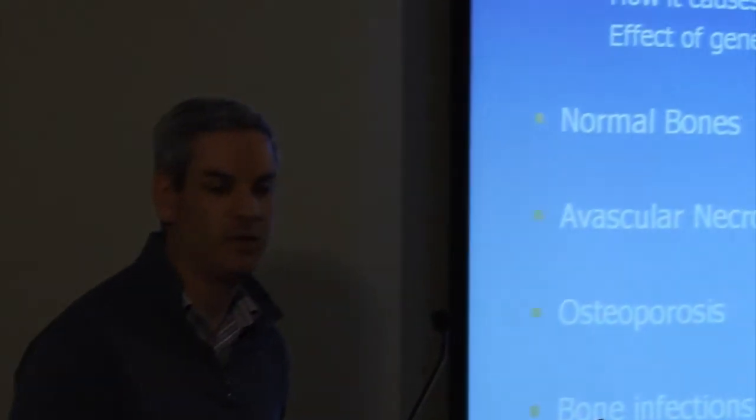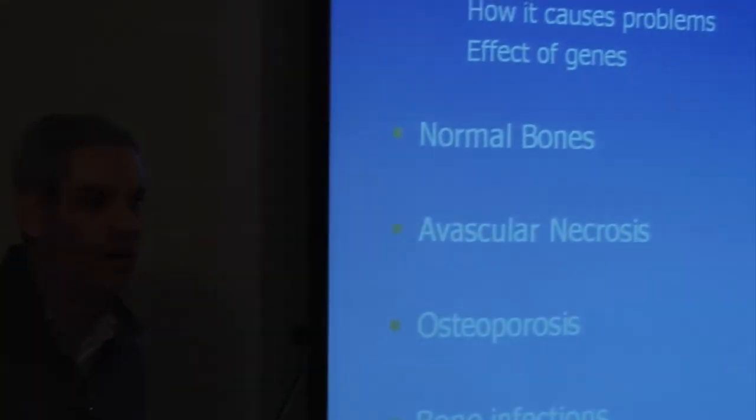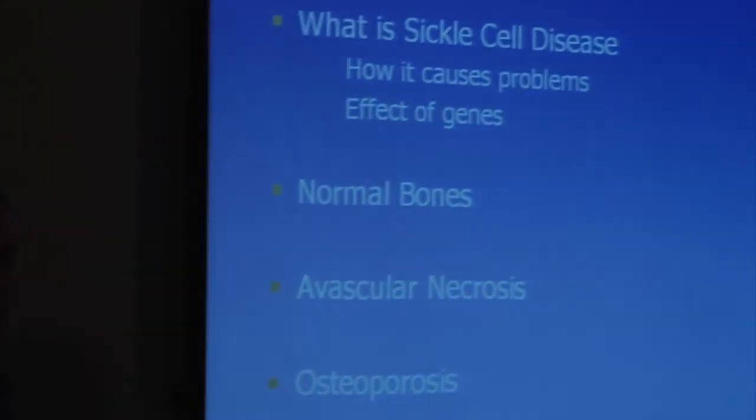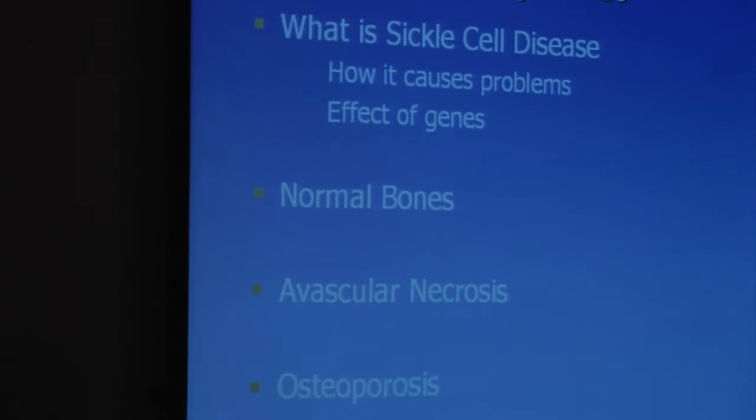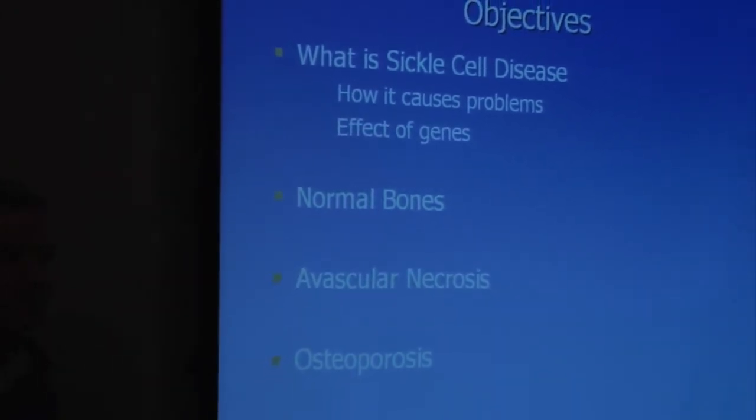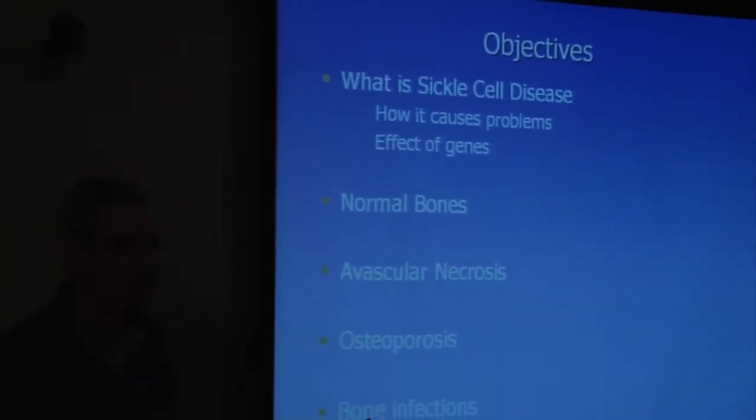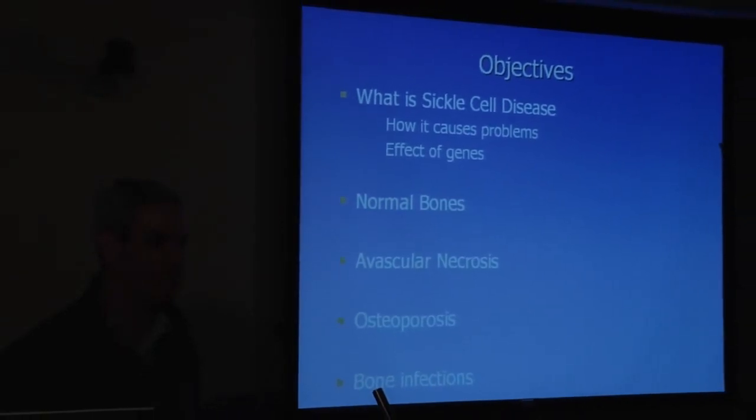So what I'm going to do, I'm just going to start by running through what sickle cell is. I know you all know, but it doesn't hurt to just go through it again each time. And I'm really going to focus on what aspects of sickle cell cause bone problems, and then also some of the genetics that also have an effect on the bones. I'll briefly mention normal bones and how normal bones look, and then we'll talk about some of the common complications in sickle cell disease, and really focus on the avascular necrosis.